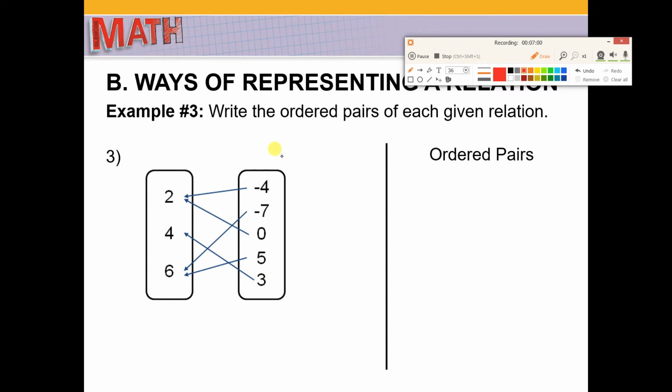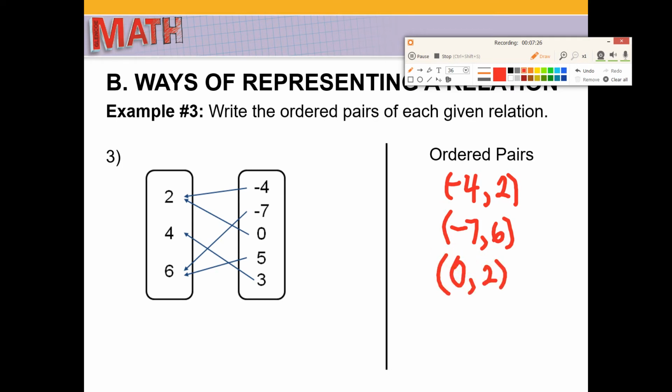So here the first one is from -4 going to 2. So that would be -4, 2. And then from -7 going to 6. So that would be -7, 6. And then if we continue doing this, we will have 0, 5, and 2, 6. And the last one would be 3, 4. And these are your ordered pairs based on the given mapping diagram.